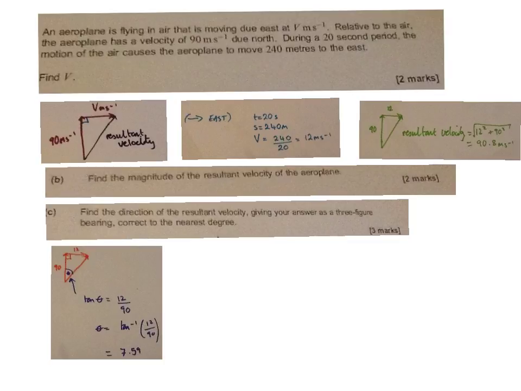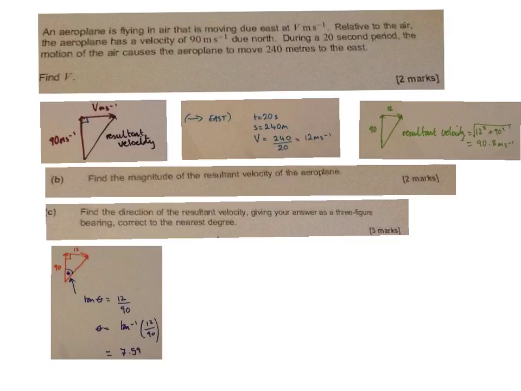Then part C, find the direction of the resultant velocity, giving your answer as a three-figure bearing correct to the nearest degree. So I've drawn my triangle out again. This is my resultant, so the direction of the resultant. If I find this angle, it's nice and convenient, this one, because this angle here actually makes the angle with north, so therefore the bearing would just be that angle. So just doing basic trig, because I've got a right angle triangle, I've got tan theta is opposite over adjacent.